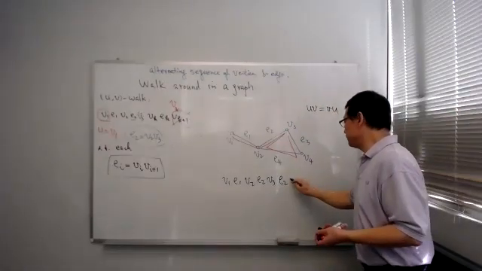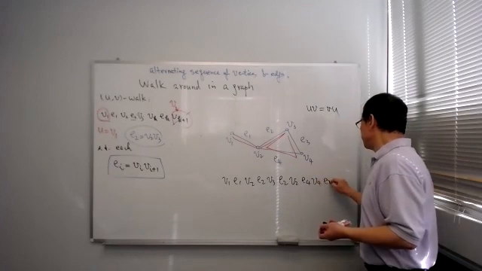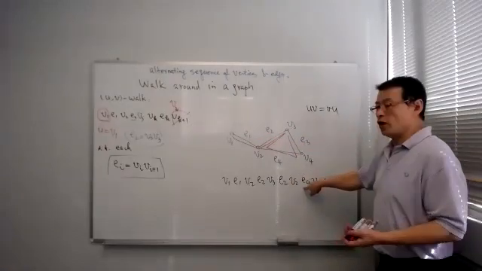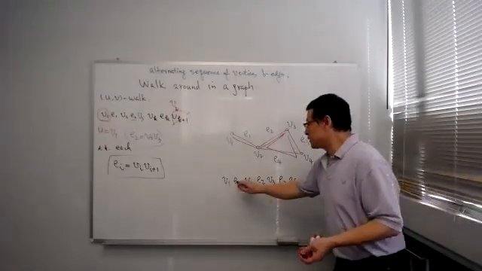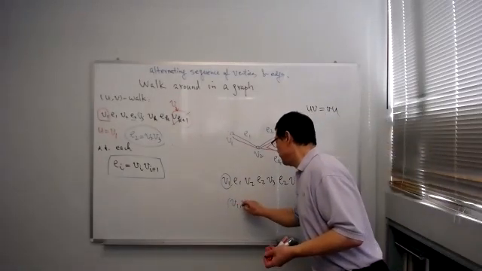So here E2, then V2, then E4, V4, then E3, V3. So this is the red one. This is a walk. All right. So start with this one and end with V3. So that gives us a V1, V3 walk.